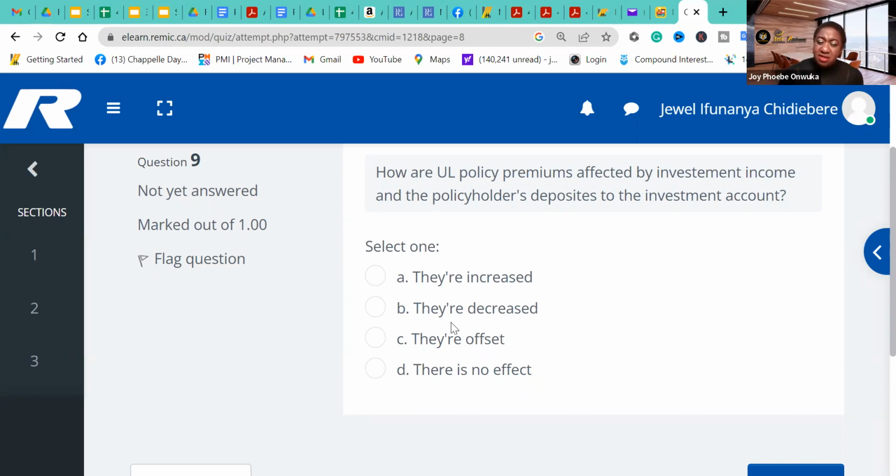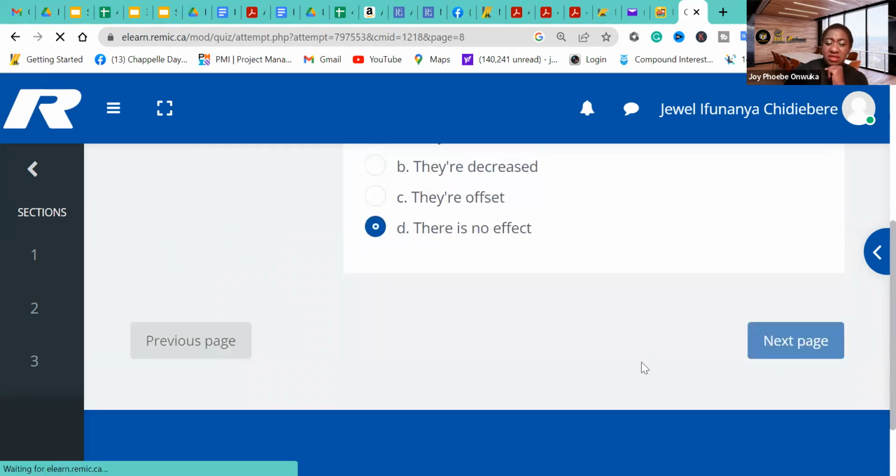I'm not sure about this. How are UL policy premiums affected by investment income and the policyholder's deposit to the investment account? They are increased, they are decreased, they are offset, there's no effect. I'll just go with no effect. I'm not sure. We'll see the answer and the rationale, okay?